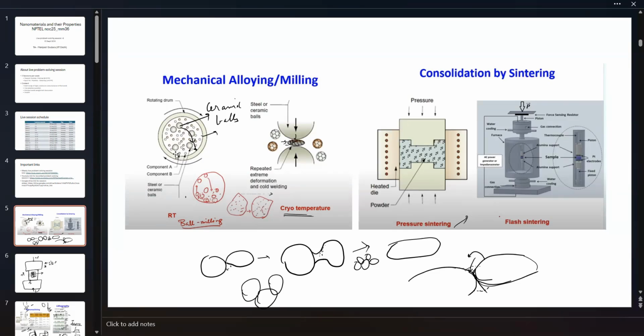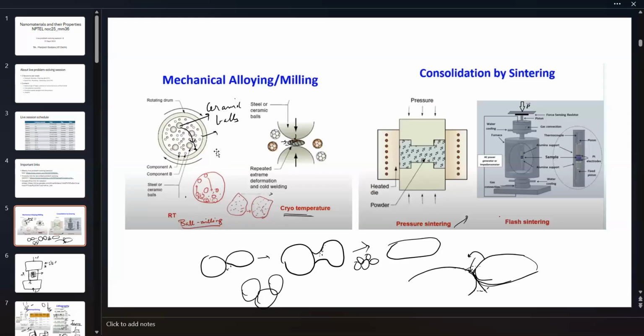two nanoparticles of two components, and you have your ceramic or steel balls. As this drum is rotating, these balls rise along with the drum, and they'll fall from this point, impacting the wall of the drum. And if there's a nanoparticle trapped in between, the powder trapped in between, that will get subjected to high pressure and temperature. That will cause a solid state reaction to take place locally.